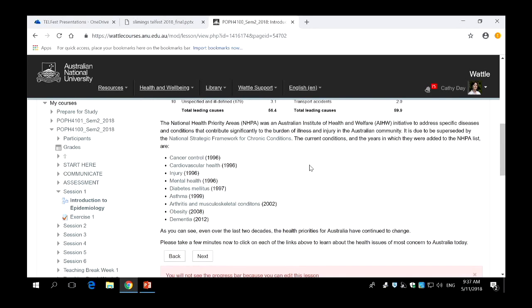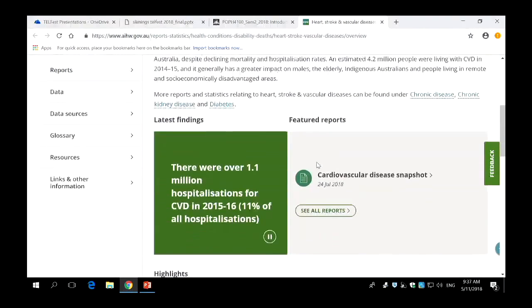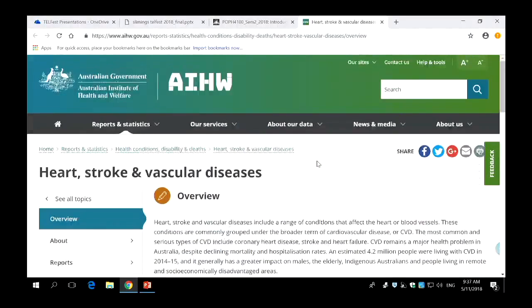But what we have the capacity now to do through a tool like Wattle is to direct the student to go away to another website and gather the information. We don't have to repeat what the Australian Institute of Health and Welfare have said, because they've already done it. We can just simply link to them.